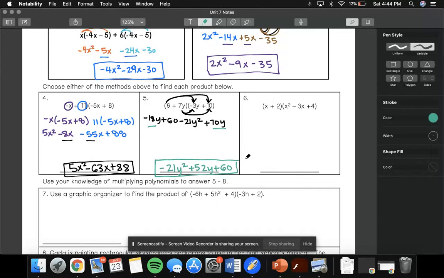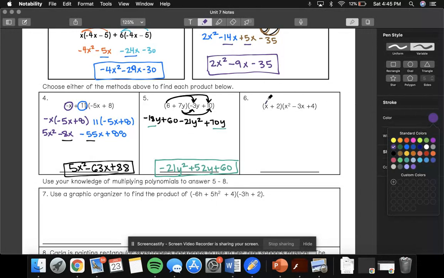Okay, number 6 is something that's completely different than what we've done. It is a binomial times a trinomial. So again, it's the same process. That's why I like just simplifying, because it's always the same process for the most part. We are just going to do it 3 times.